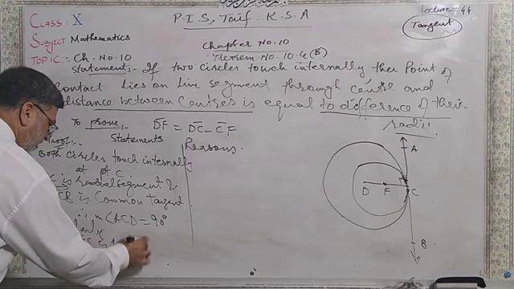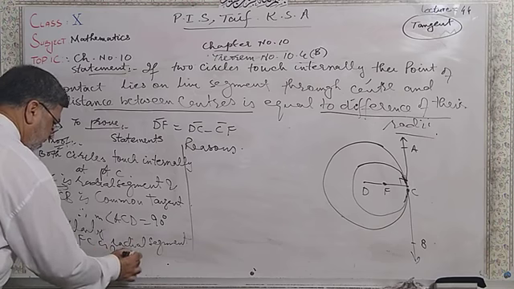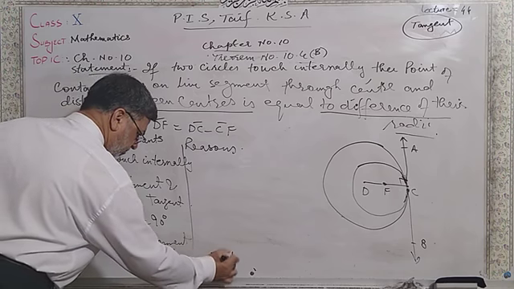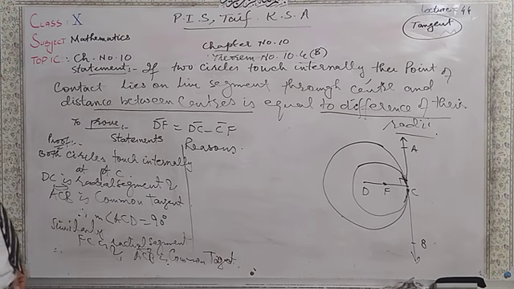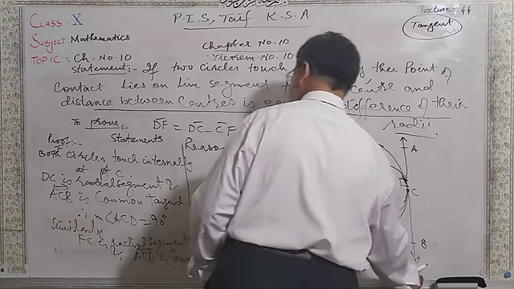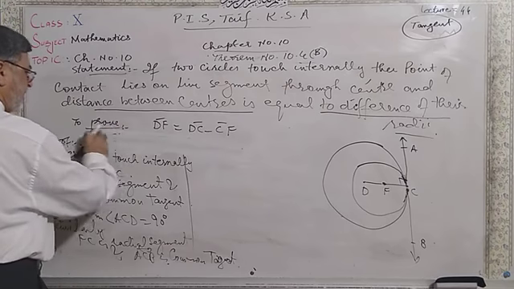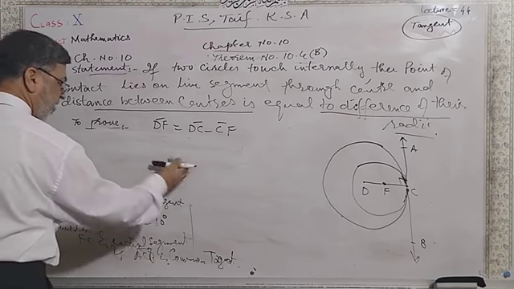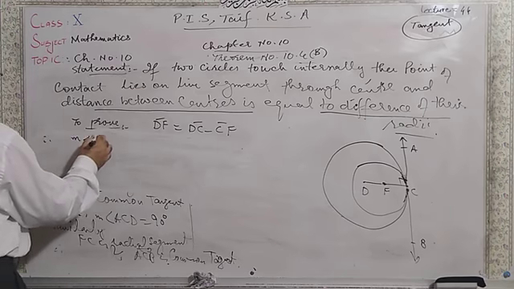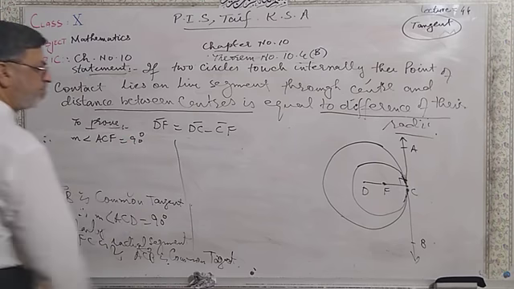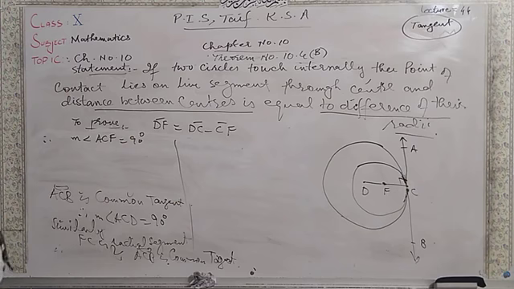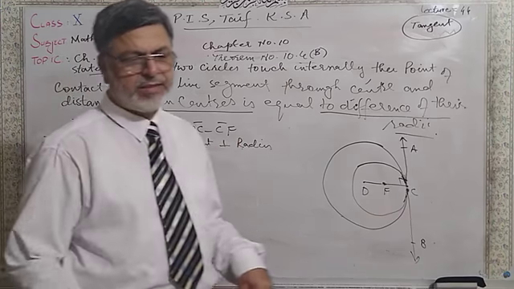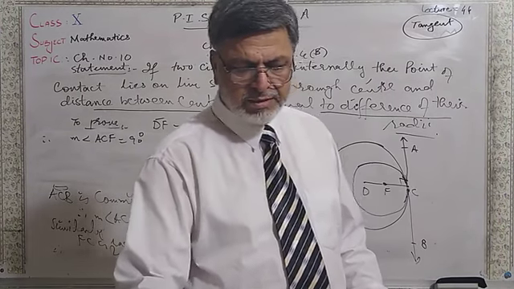CF is a radial segment and ACB is the common tangent. So we can see that if ACB is the common tangent, definitely angle ACF is also equal to 90 degrees. Therefore, angle ACF is equal to 90 degrees, because a tangent is always perpendicular to the radius. You know that.